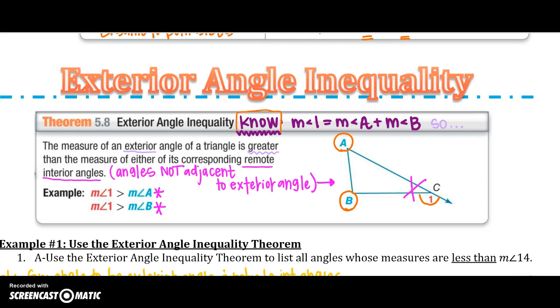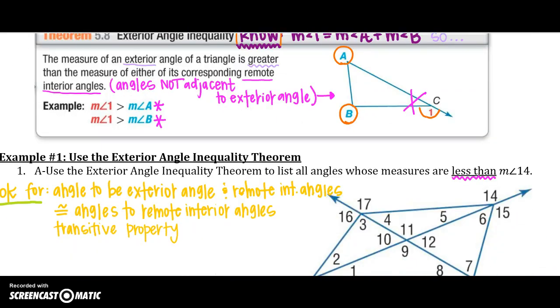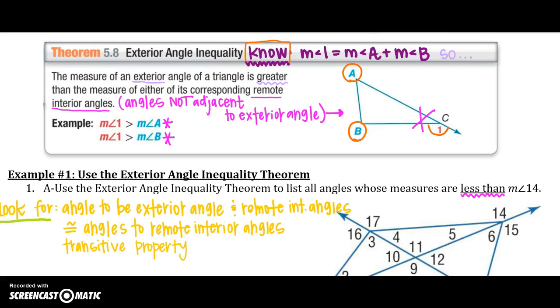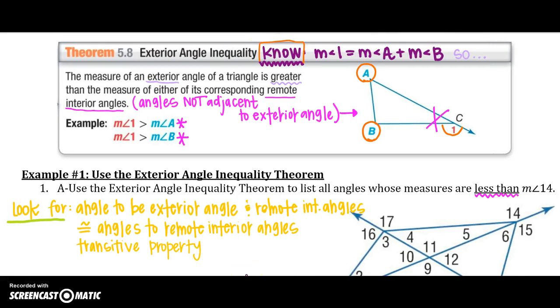Using the exterior angles theorem, we need to use the inequality theorem to list all angles whose measures are, and this is really important because it might be greater than, you just need to make sure you look, less than the measure of angle 14. Here are some helpful hints. Look for an angle to be exterior and look for the remote interiors. Also look for angles congruent to those remote interior angles, and a lot of times those will be vertical angles, so be on the lookout.